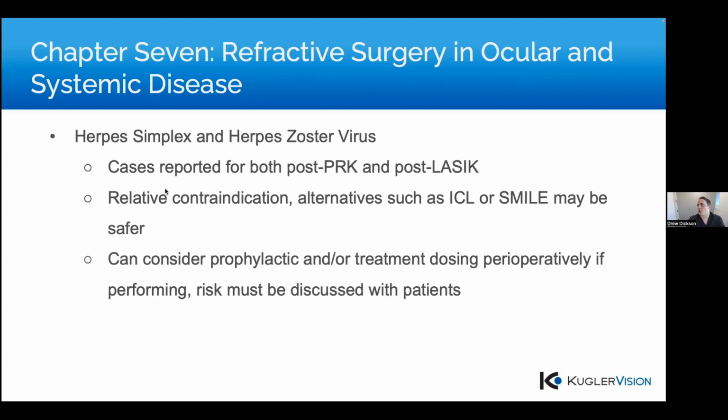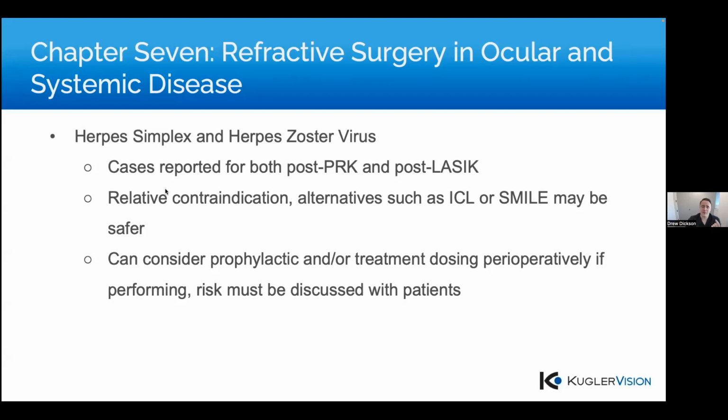Screening for herpes simplex and herpes zoster are very important. There are cases that are reported both post-PRK and post-LASIK. Having had this is not necessarily considered an absolute contraindication, but is a relative one. It may be best, if possible, to avoid using an excimer laser because it's thought that that UV light frequency, that 193, can reactivate the herpes virus.